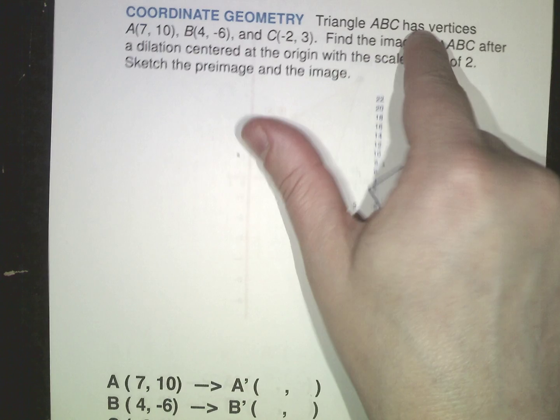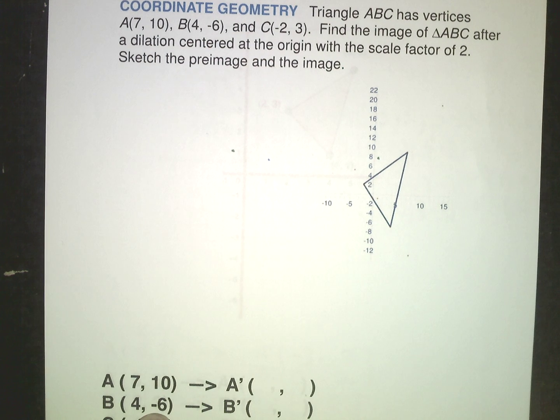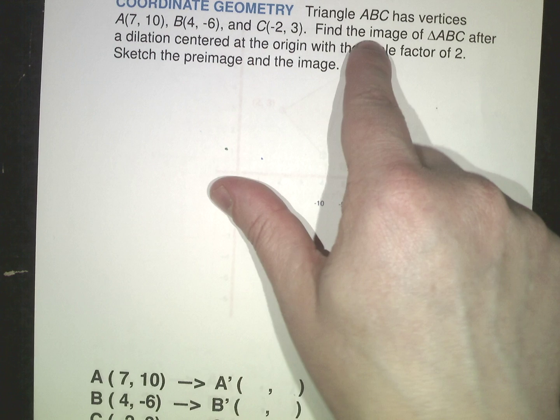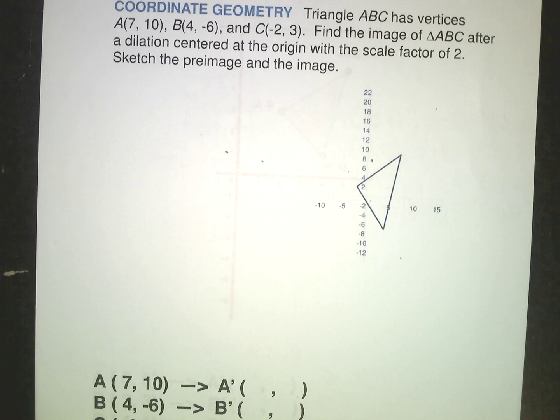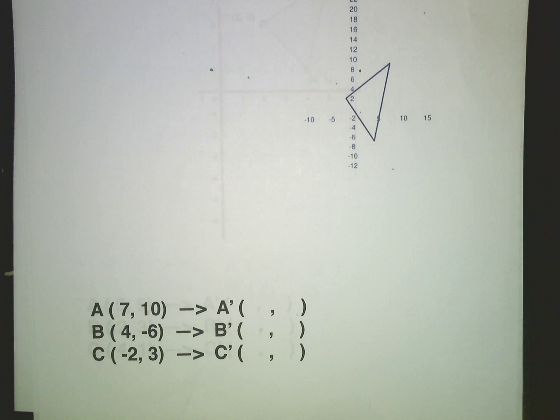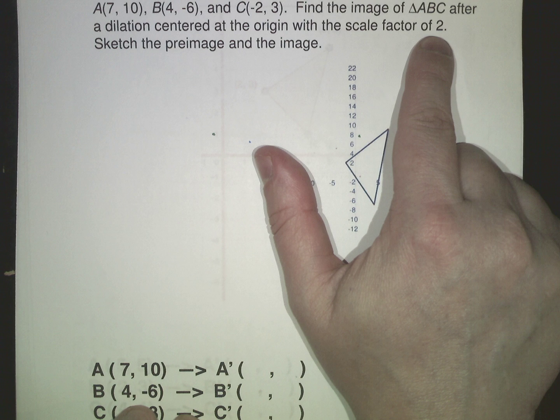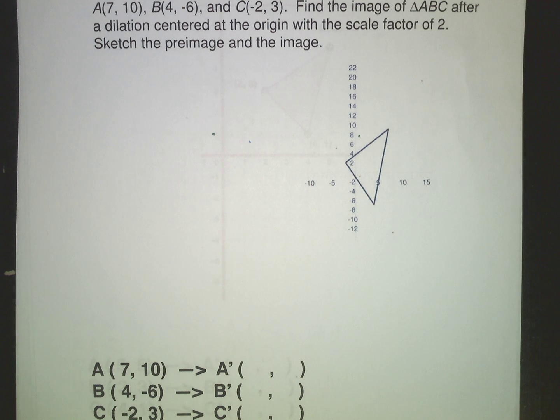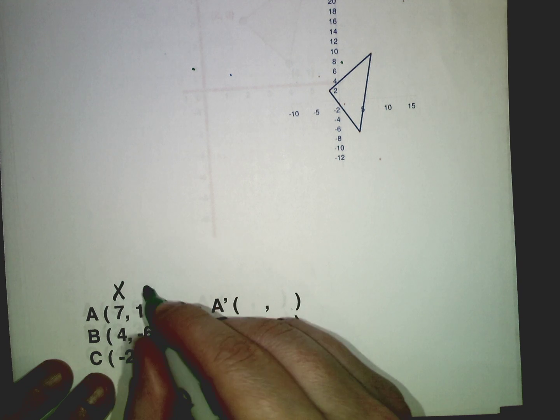You're going to take this triangle ABC. It has these vertices. We got them. I already listed them over here. Find the image of ABC after the dilation centered about the origin with the scale factor of 2. So basically, when you do a dilation, you multiply everything by the scale factor, all the x's and all the y's. Okay, so again, my x's and my y's.